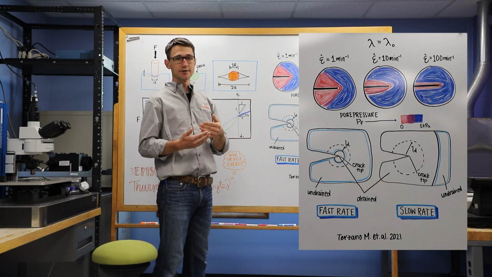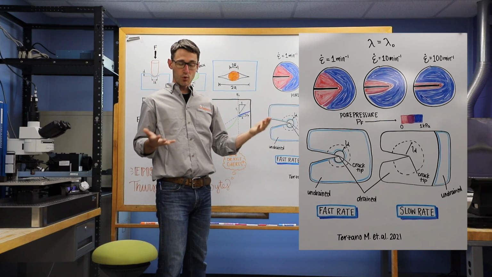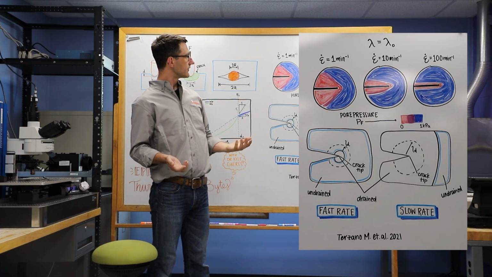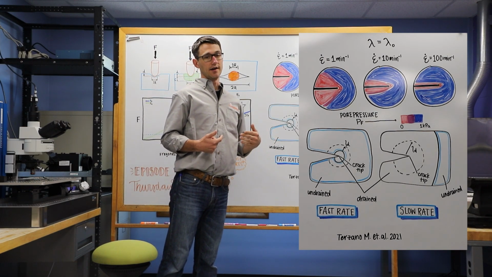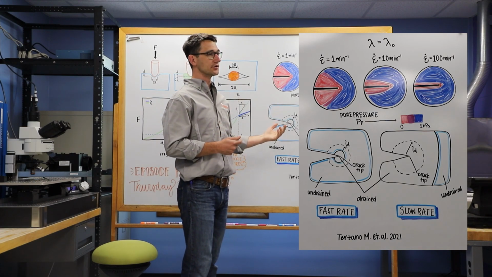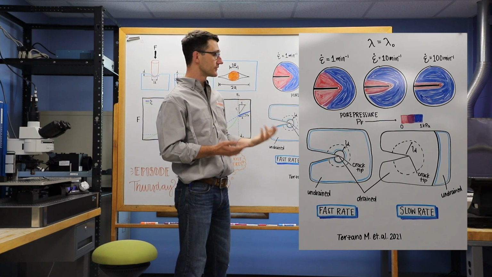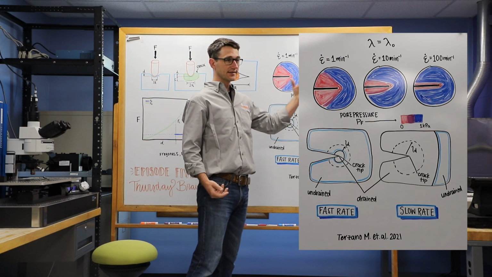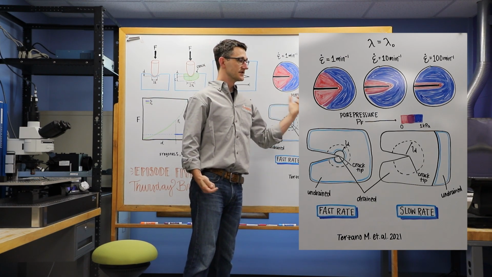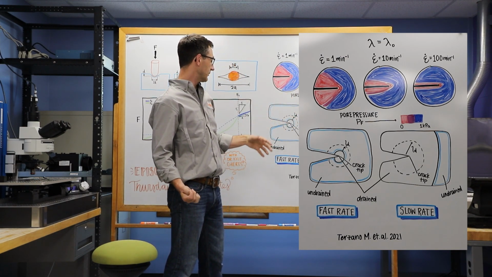And so if you're inserting slowly, you displace more CSF. This leads to increased tissue dimpling compared to something like a faster strain rate. So if you insert your probes quickly, you displace less CSF and you would see less tissue dimpling.